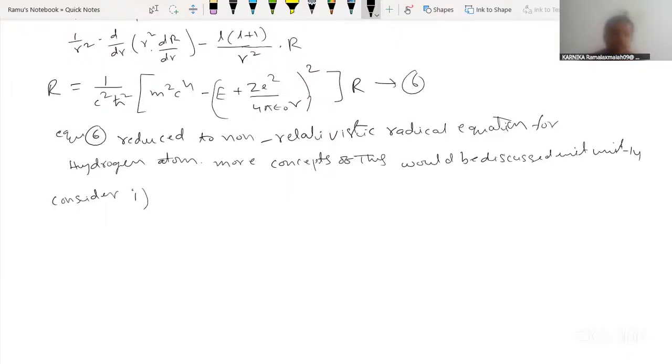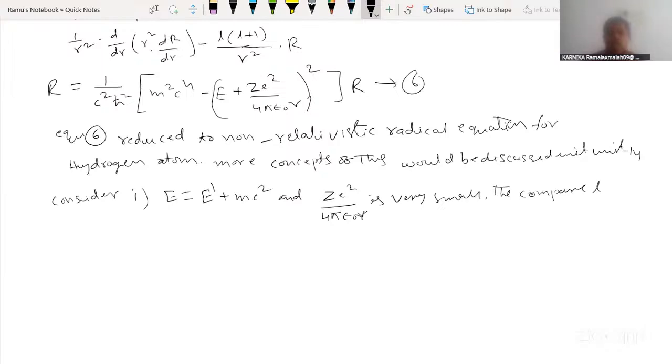Here one is E is equal to E dash plus mc square, and Ze square by 4 pi epsilon naught r is very small compared to mc square. Rho is equal to alpha r.